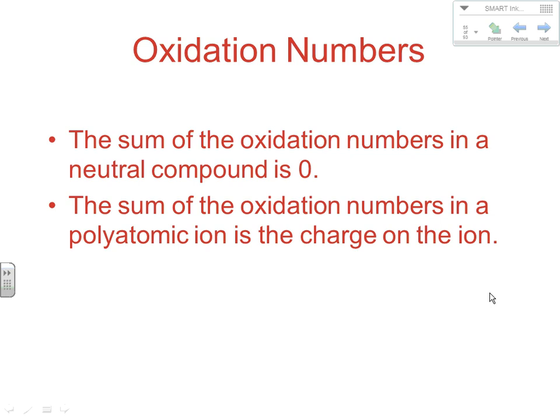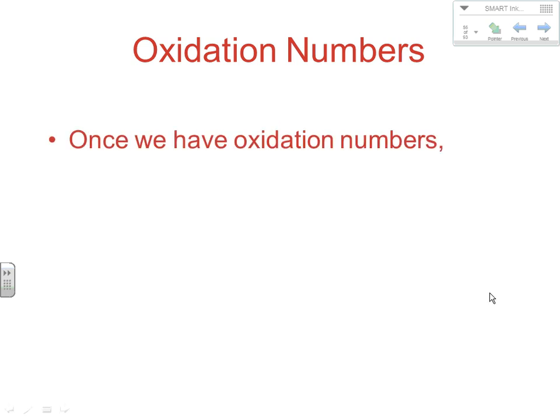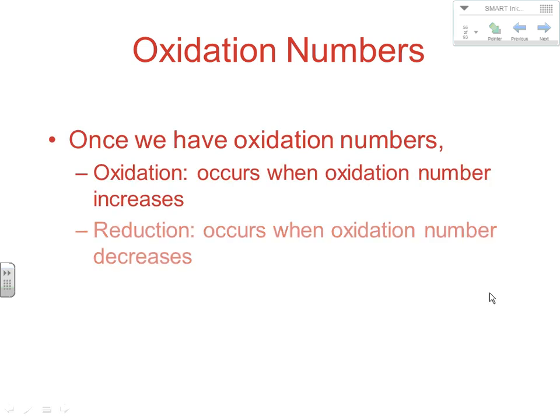So we've got oxygen and hydrogen and fluorine. We always know what they're going to be. The rest of them we just figure out based upon the charge of the compound or of the ion using these two ideas. And we'll practice this a little bit. Now, once we have the oxidation numbers, and we will practice assigning oxidation numbers, we're going to come back to that idea.